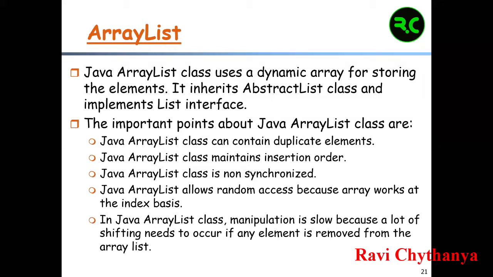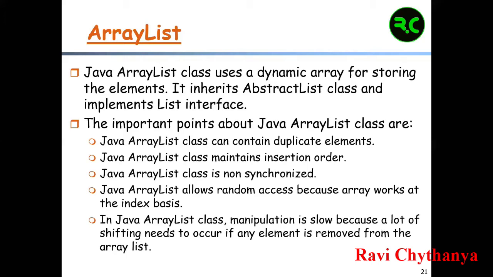The important points about the Java ArrayList class are, first, the class can contain multiple duplicate elements, because it is not going to store the elements in a random order or a sorted order, but in insertion order. So there is no chance of eliminating the duplicate values. That's why this class can contain duplicate elements, and it maintains insertion order like the linked list. It is non-synchronized, as is the linked list, and it allows random access because an array works on an index basis.